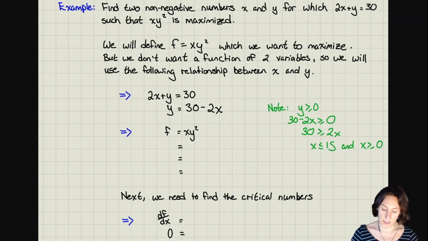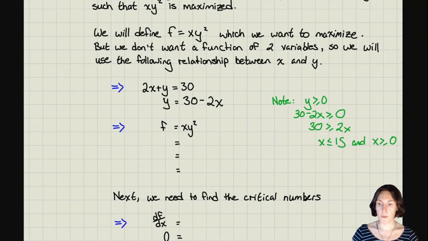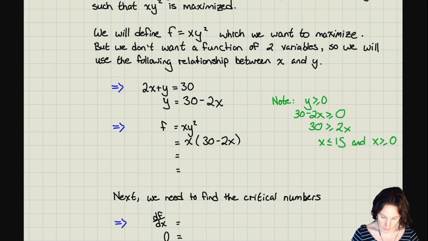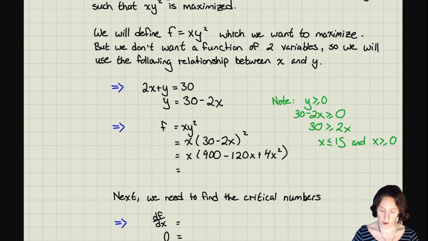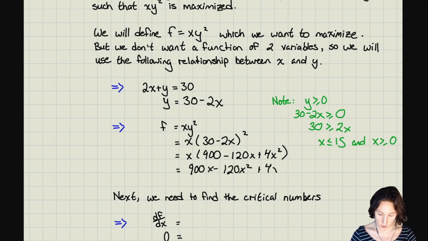So now that I have an expression for x and y, I'm going to sub my expression for y in here. So f of x is equal to x times 30 minus 2x, squared. I'm going to expand it. So 30 times 30 is 900, and then minus 60x minus 60x, so that's minus 120x, and then I have plus 4x squared. And if I completely expand it to get a polynomial, I'll get 900x minus 120x squared plus 4x cubed.